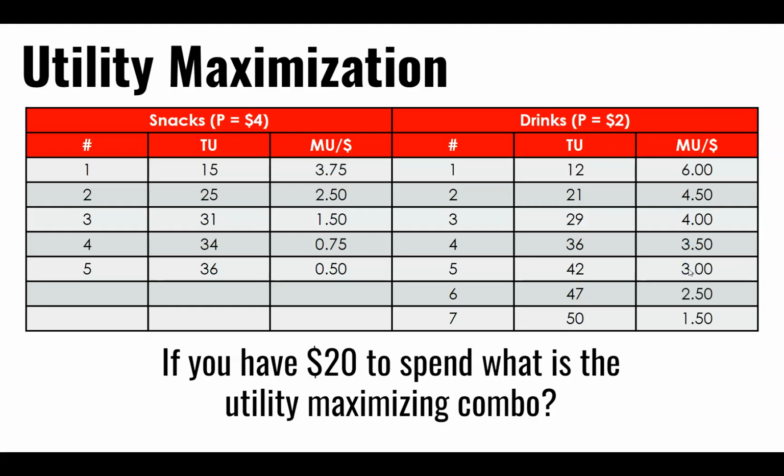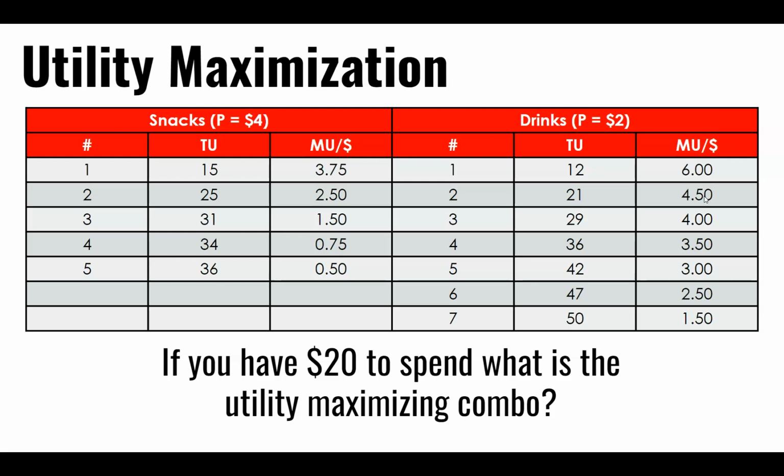Once I have these numbers, I can decide what I'm going to do to determine what's the optimal bundle. I look and I say, which of these 2 products has the greatest marginal utility per dollar spent? In this case, it's drinks. 6 is better than 3.75. So I will buy a drink first. Then I ask myself, should I buy a second drink or should I buy my first snack? The second drink gives me 4.5 utils per dollar. The first snack only gives me 3.75. 4.5 is better than 3.75. I will buy a second drink.